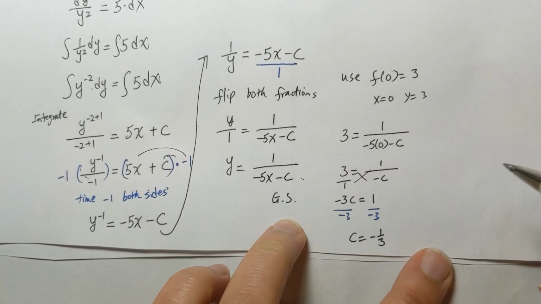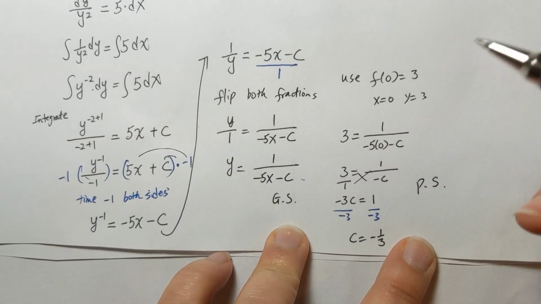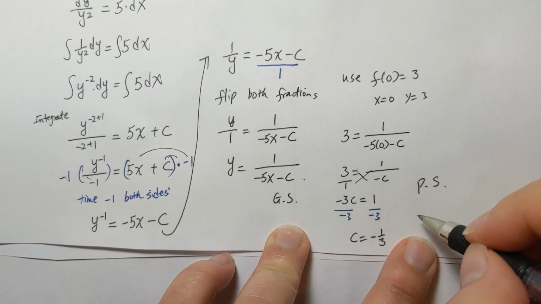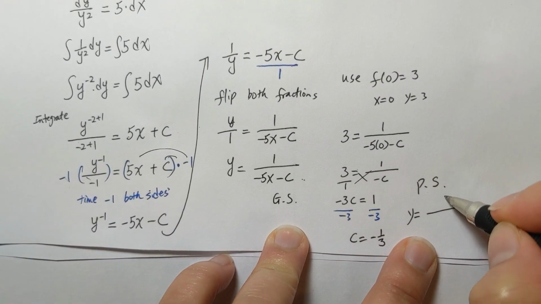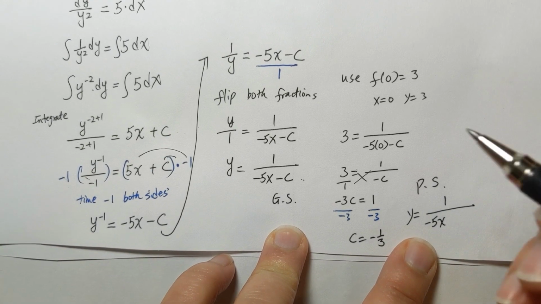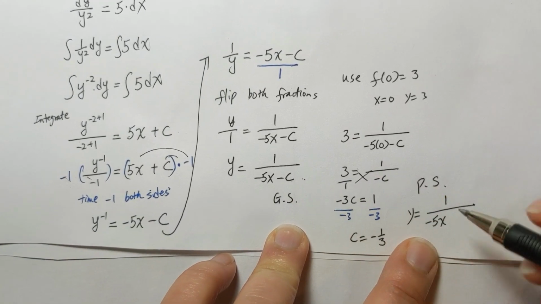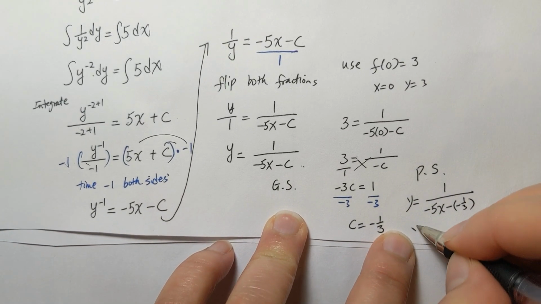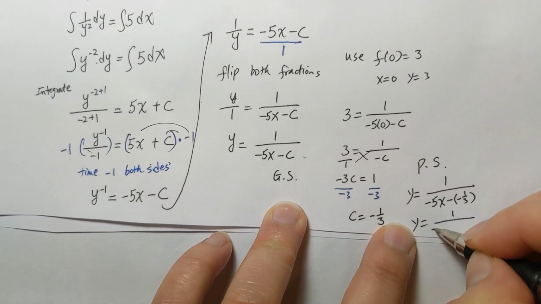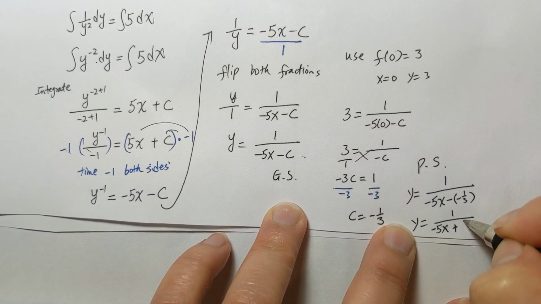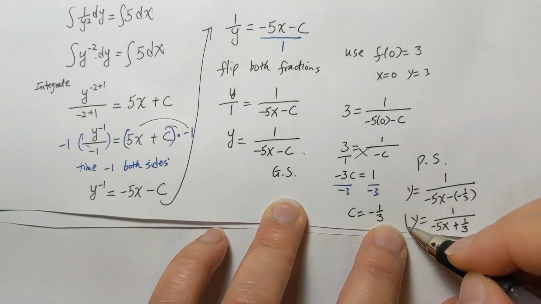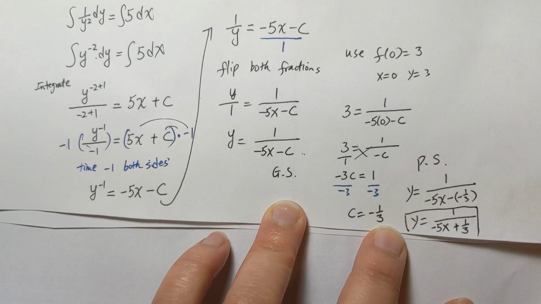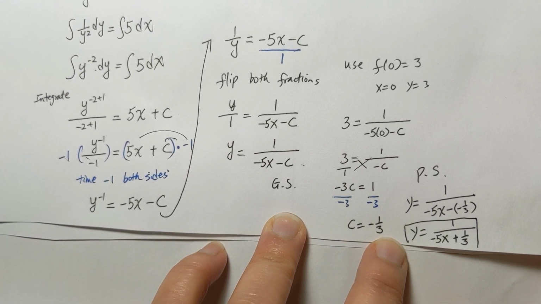So very last step, your particular solution. This is your general solution. You use it. You get 1 over negative 5x minus c. So c has to be negative 1/3. So that means you got 1 over negative 5x plus 1/3. So that is your final answer. So we finished question number 2.